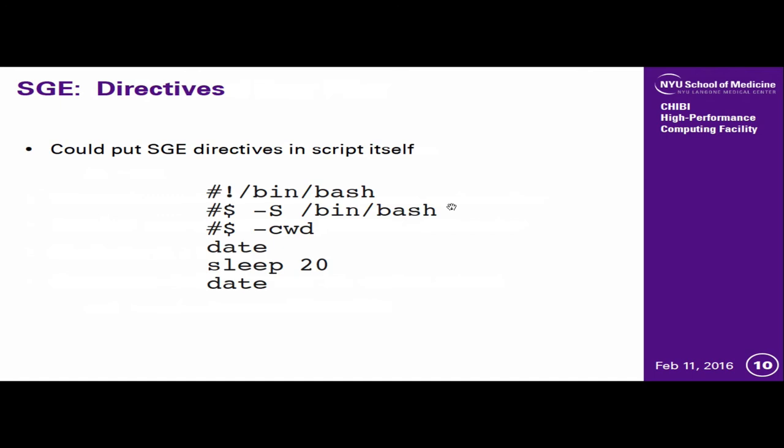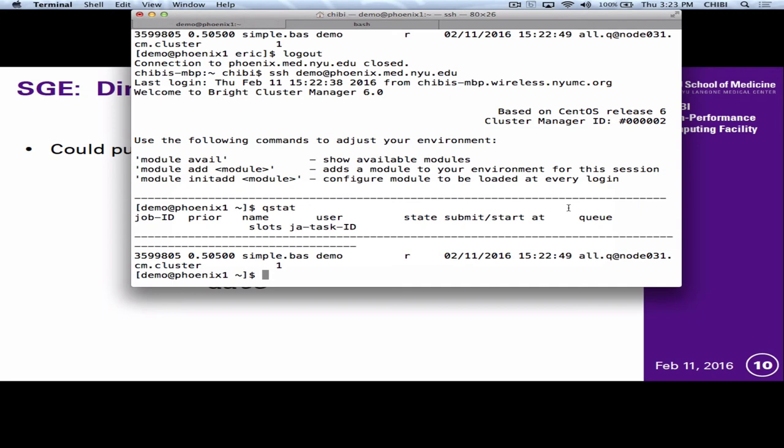So I didn't get it. You first put the shebang. Right, so before, when I was doing the qsub, I was putting the minus capital S bin bash and the minus CWD on the command line to qsub. Those can be embedded in the script itself. And if I embed them in the script itself, I could just say qsub simple.bash, okay?